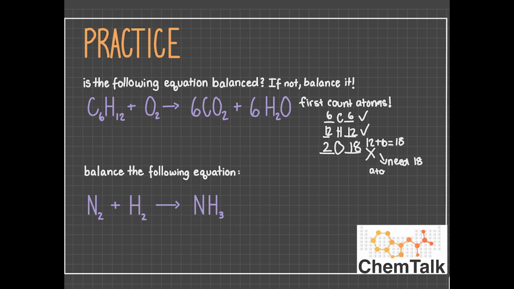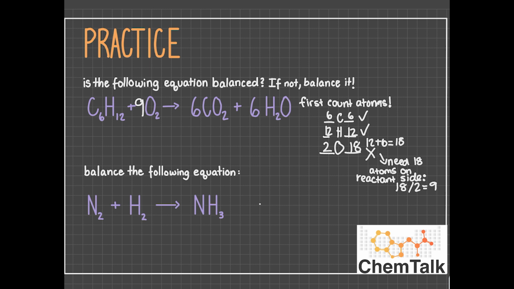So how do we get 18 oxygen atoms on the reactant side? Well, oxygen has a subscript of 2, and 18 divided by 2 equals 9, so we can write a coefficient of 9 before the O2. Now everything is properly balanced.